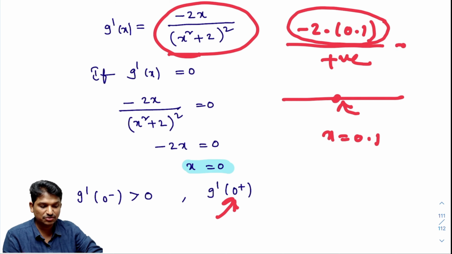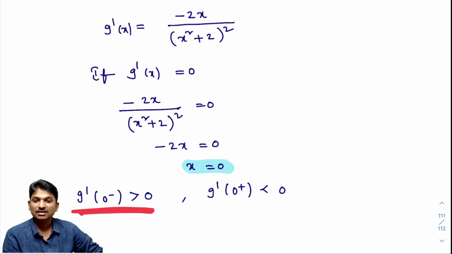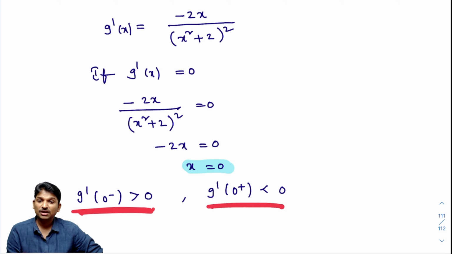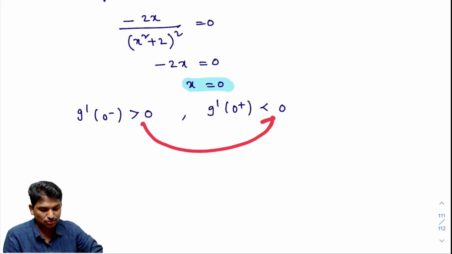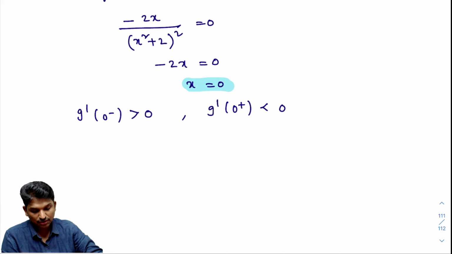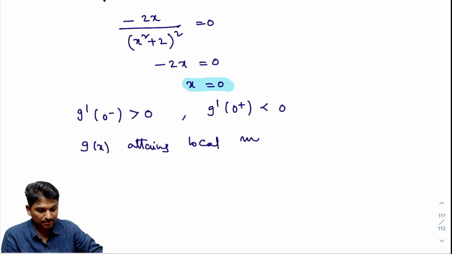Negative divided by positive is what? Negative divided by positive is negative. G dash of 0 minus is positive. G dash of 0 plus is negative. So when G dash of 0 changes from positive to negative, that is, G dash changes from positive to negative around 0, we can say that G of x attains a local maximum at x equal to 0.